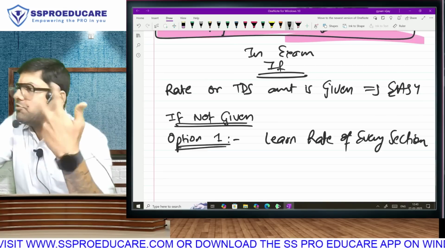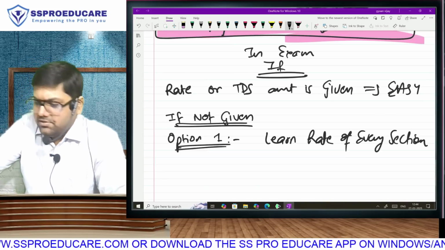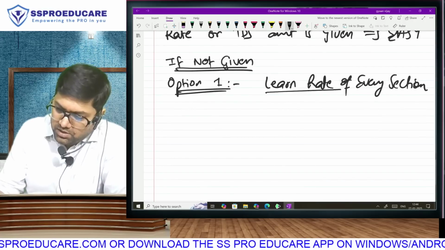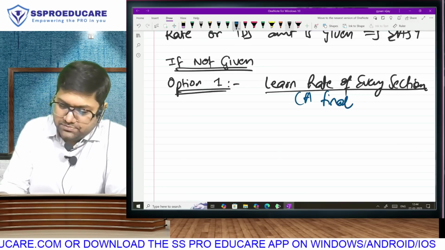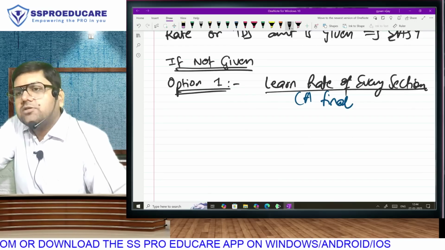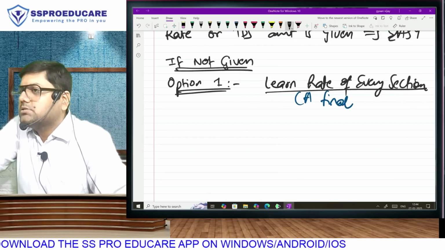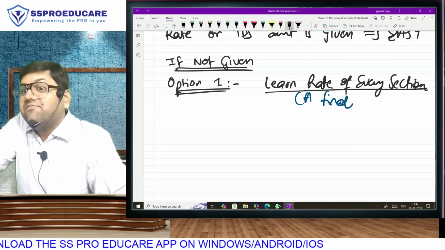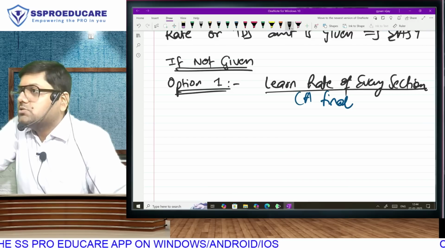Once you learn all the rates of all payments, you will know which rate a transaction comes under. But you have to do this three years from today, not today. Today you don't have to do this. You can't be learning rates and monetary limits of all the sections for a weightage of 2 to 5 marks. And 5 marks is when they make it difficult. It can be 2 marks also.